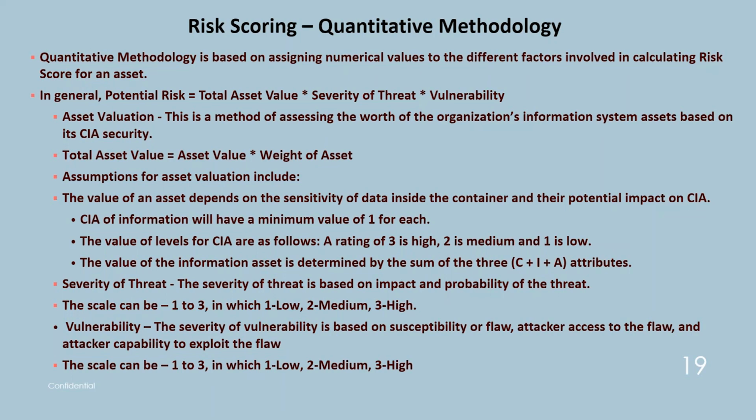Severity of the threat is determined based on the impact as well as the probability of the threat. And here too, it is on a scale of 1 to 3. 1 is low, 2 is medium, and 3 is high. Vulnerability is based on the susceptibility of the flaw and how much it can be exploited. If there are no controls, then vulnerability is very high. If you have adequate controls, it can be 2. And if the controls are excellent, then vulnerability will be low, which is 1.